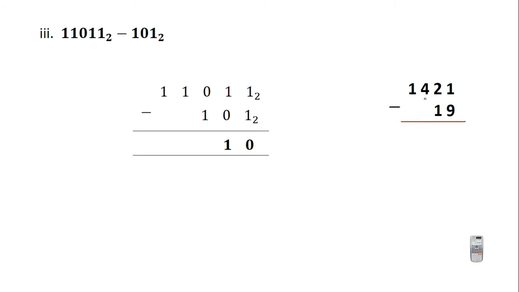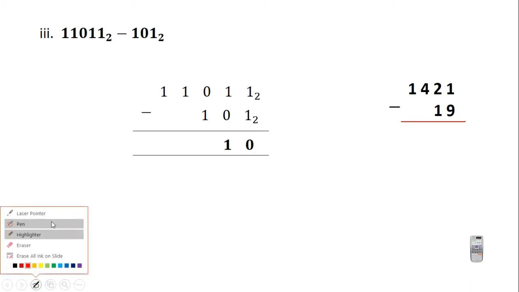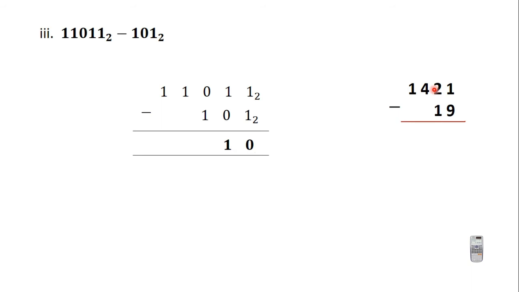Now we have 1 minus 9. 1 minus 9 will give us negative 8. But we can't write negative 8 here. So we will borrow 1 from this side to this side. Now, when we borrow 1 from this side to this side, so you borrow 1 from here to this side. Remember that our subtraction is in base 10.